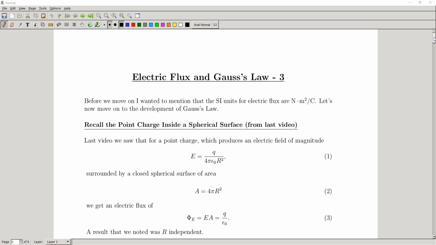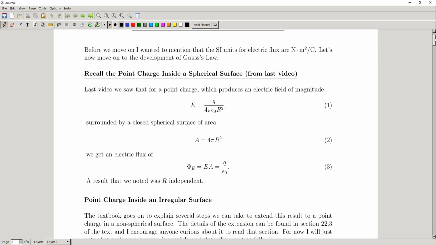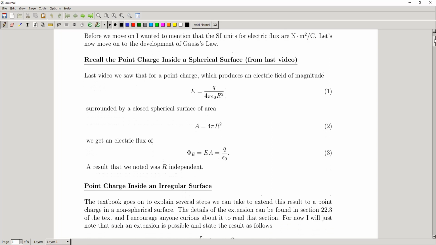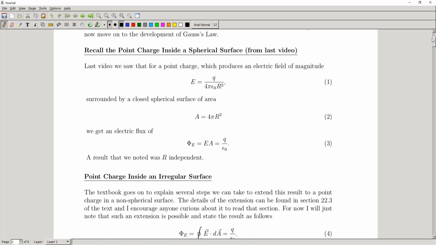Okay, so I think this might be a bit of a long video. I'm not sure if I'm going to cut it into two parts, but we'll get rolling here and we'll see how it works out. Okay, so if we recall from the last video, for a point charge inside of a spherical shell, we already knew what the electric field of a point charge would be. So we have our equation 1 here.